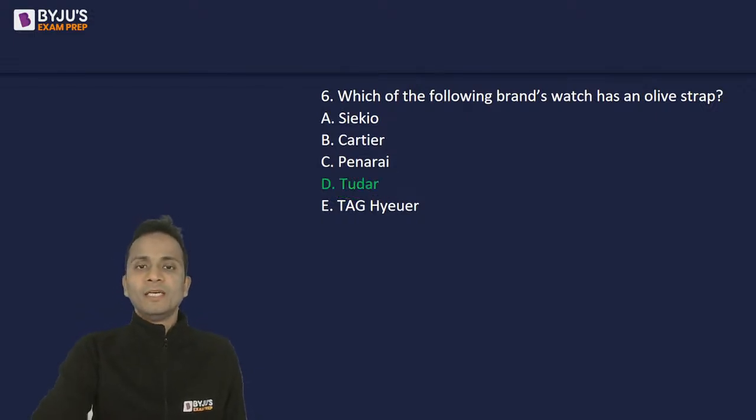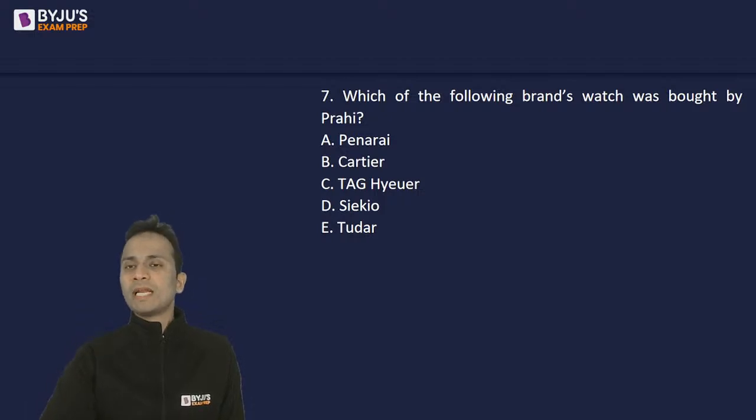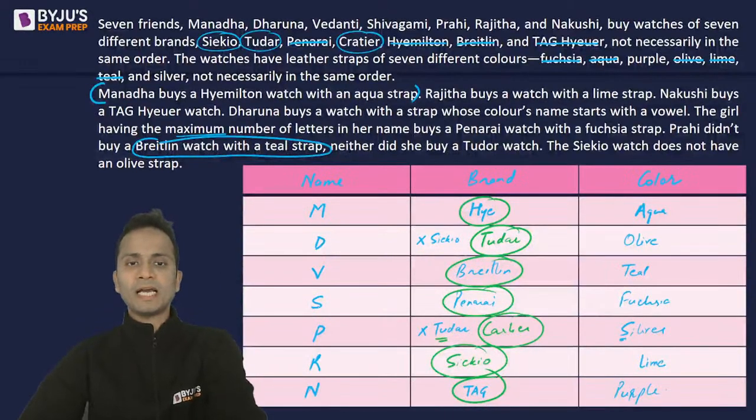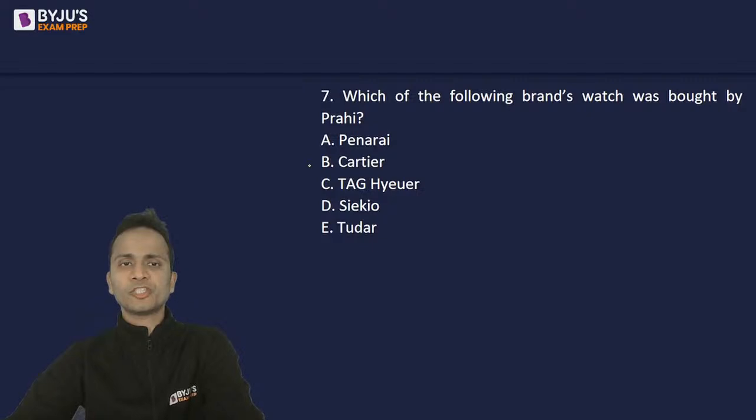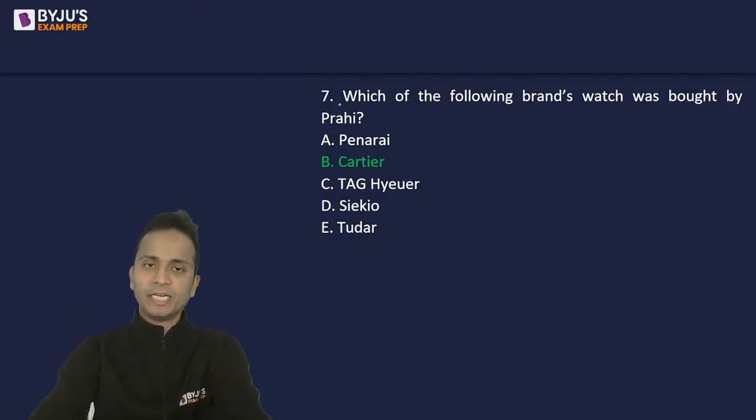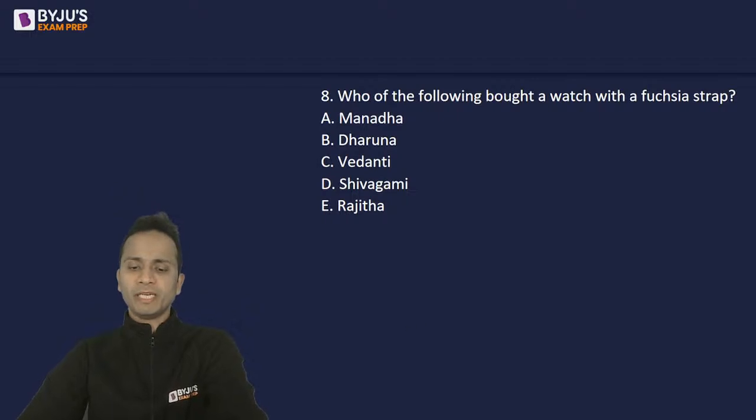Right. Question number 7. Which of the following brands watch was bought by Prahi? Perfect. Going back, Prahi has bought a Cartier watch. So the correct answer should be option B, that is Cartier, correctly given by all of you. Next question, question number 8.